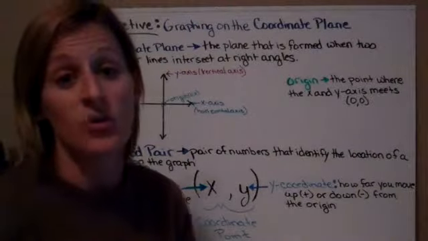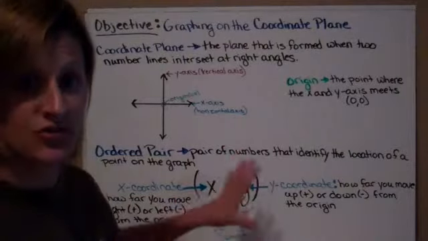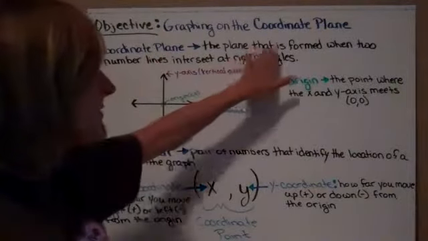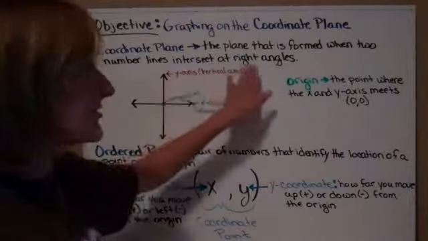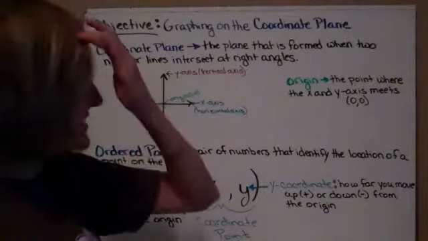Let's look at graphing on a coordinate plane. Now let's go over some definitions and basically the layout of a coordinate plane. Okay, a coordinate plane is a plane that is formed when two number lines intersect at right angles. They're perpendicular to each other, basically.